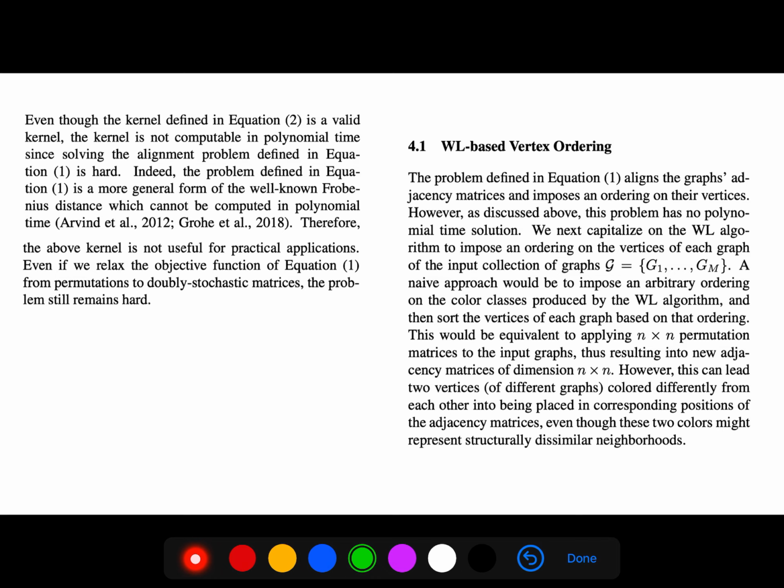However, this problem has no polynomial time solution, so we next capitalize on the WL algorithm to impose an ordering on the vertices of each graph of the input collection of graphs. A naive approach would be to impose an arbitrary ordering on the color classes produced by the WL algorithm, and then sort the vertices of each graph based on that ordering. This would be equivalent to applying n by n permutation matrices to the input graphs, thus resulting in new adjacency matrices of dimension n by n.